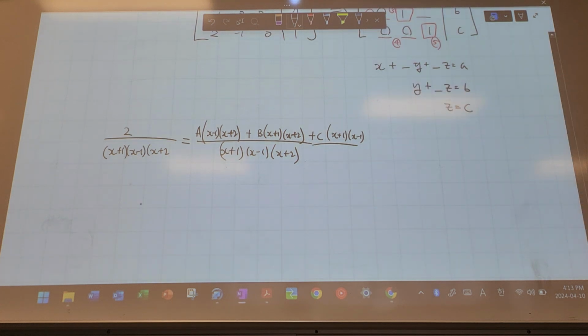Okay, so let's try this. 2 is equal to a(x squared plus x minus 2) plus b(x squared plus 3x plus 2) plus c(x squared minus 1).